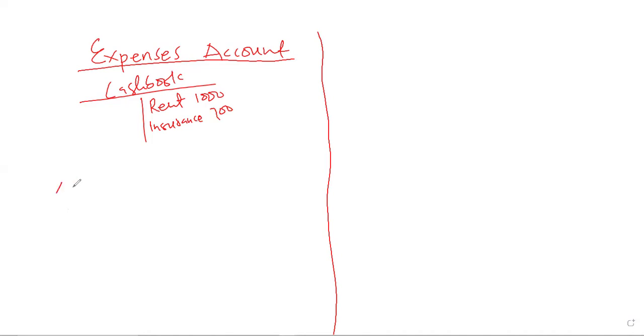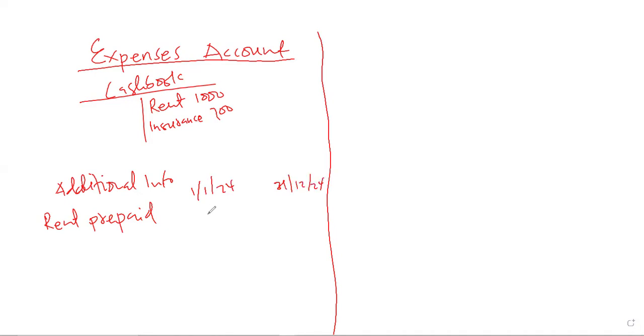Then when you come to the additional information of the question, I'm using this to explain something to you. We have rent prepaid, that is rent paid in advance. And we have opening balances of January 2024, and we have the closing balance of 31st December 2024. Here we have 100, here we have 150. And we have rent owings, that is rent in arrears. We have here 200, and here, let's say, 180.